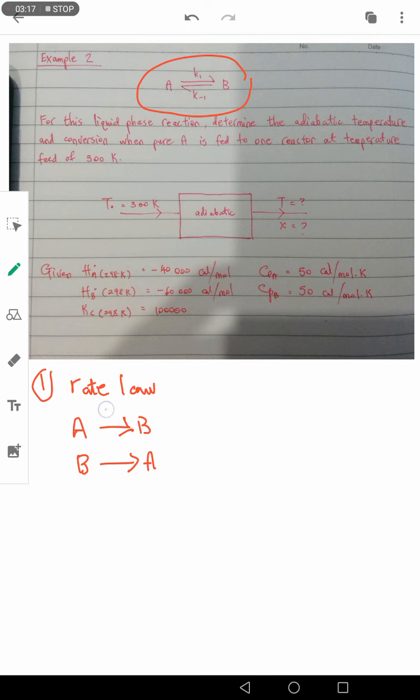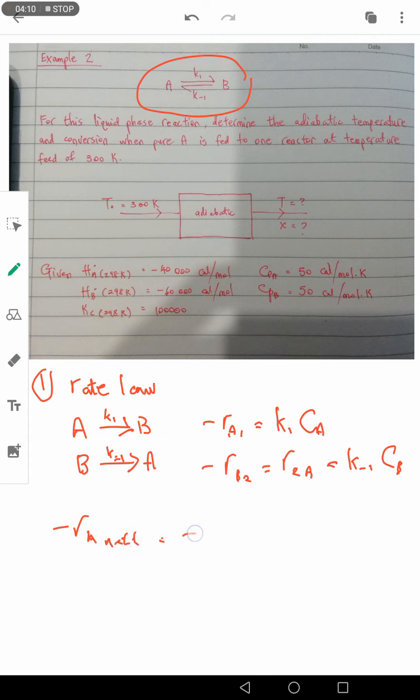And so means that you need to assume that A producing B is going to be elementary, in which you kena jadikan dia begini, RA 1. 1 is untuk menunjukkan the first step here. So you akan dapat K1 CA. Kemudian RB 2, which is also the same as R2A, is equals to K minus 1 CB. So itu dia punya rate law. So nanti bila you cari dia punya RA net, meaning that you need to find RA1 plus RA2.